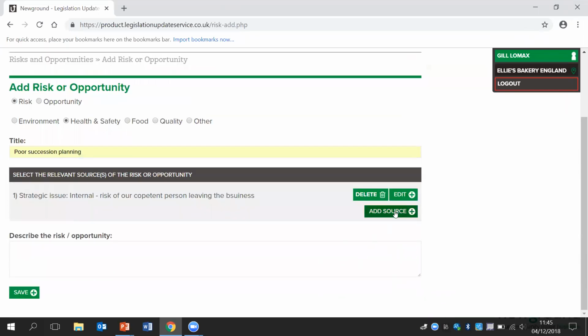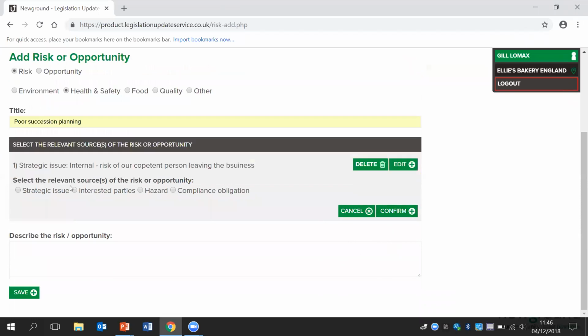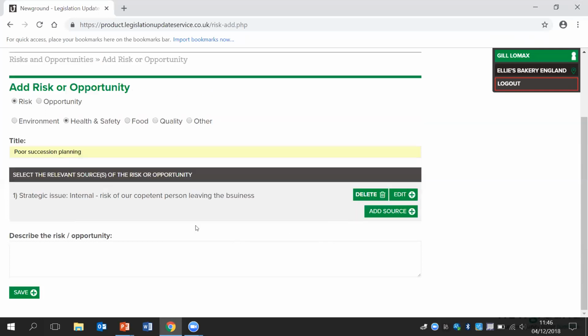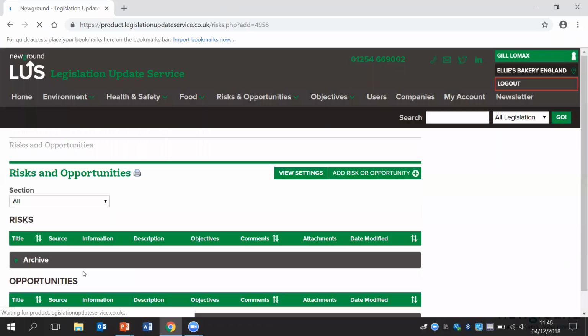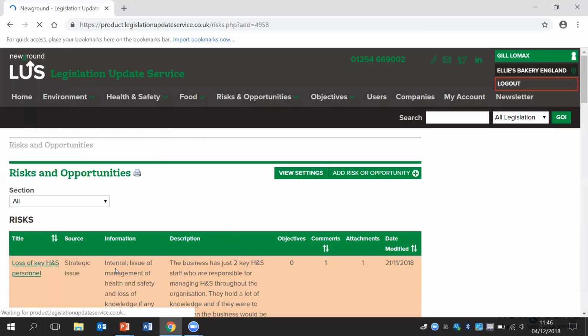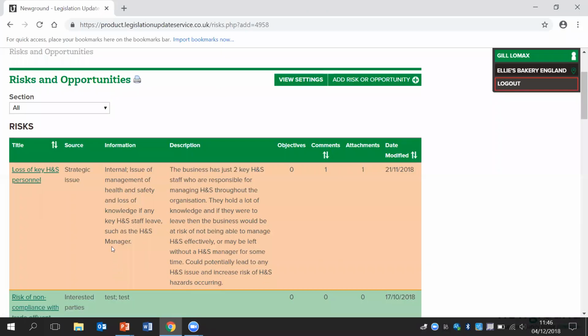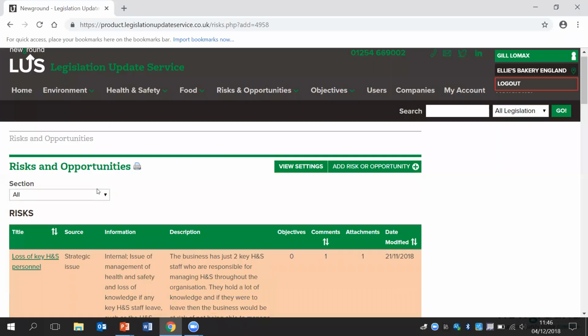And then if I choose, I can add additional sources, so you can keep adding these sources to your risk or opportunity. I can then put a description into this, so I can say we will struggle to replace the manager if he leaves. And if I save that, you'll see that that adds into the register.